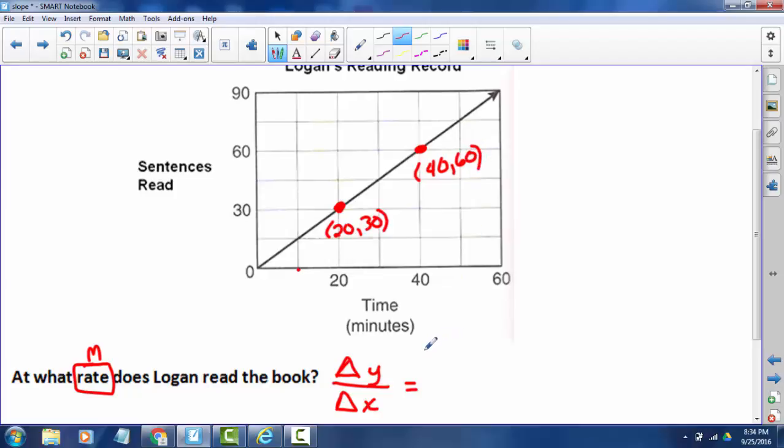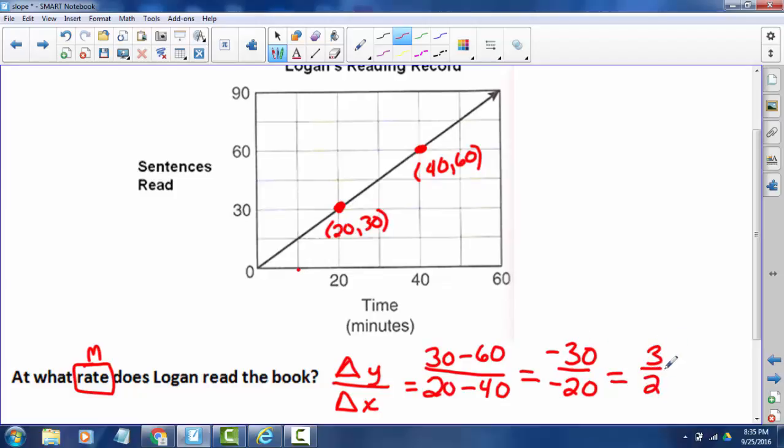So I went from 30 to 60 on my y. I went from 20 to 40 on the x. And that gives me 30 minus 60 is negative 30. 20 minus 40 is negative 20. I divide that and I get 3 over 2. Okay. So at what rate does Logan read the book? He reads 3 sentences, right, because that's my change in y. Y is sentences.